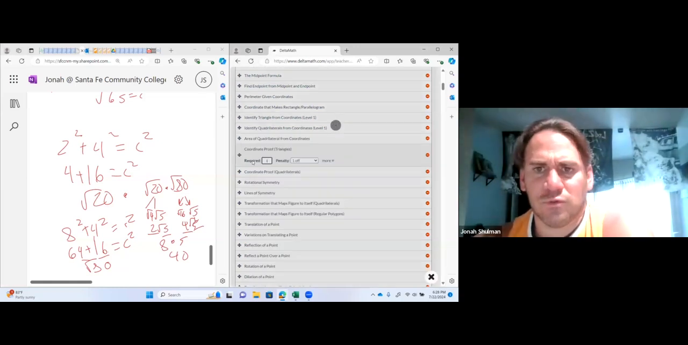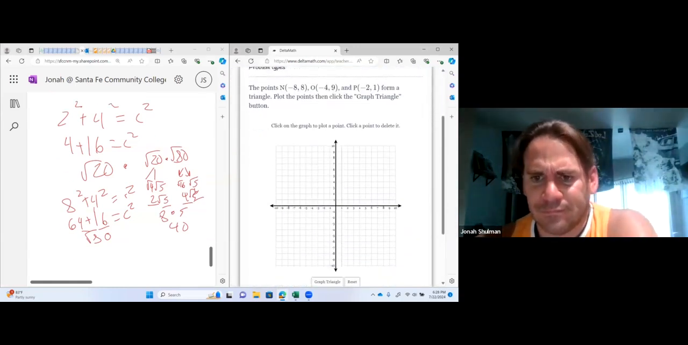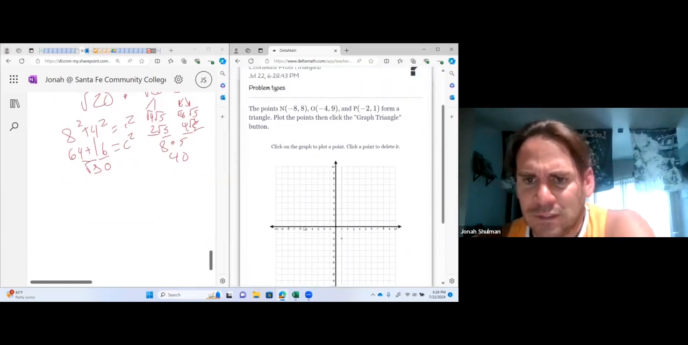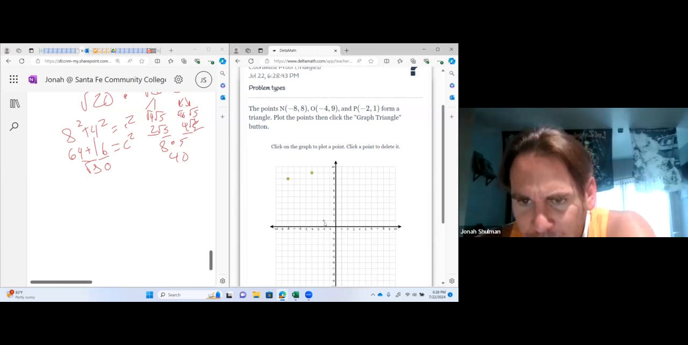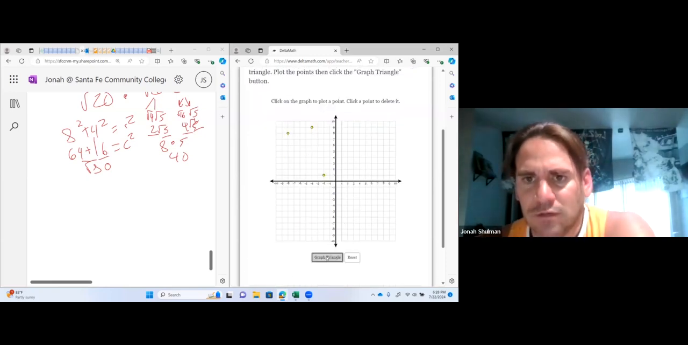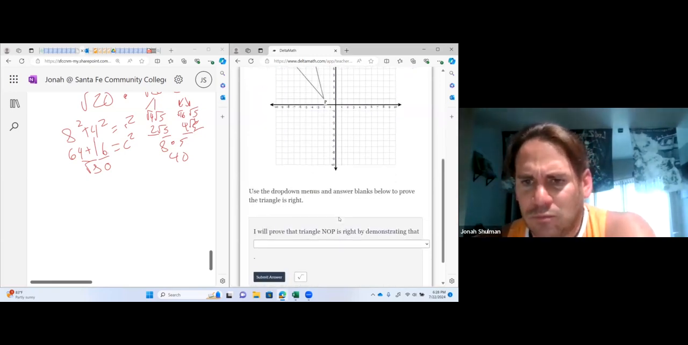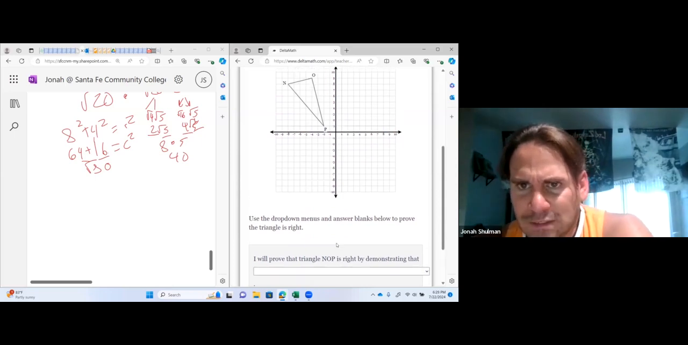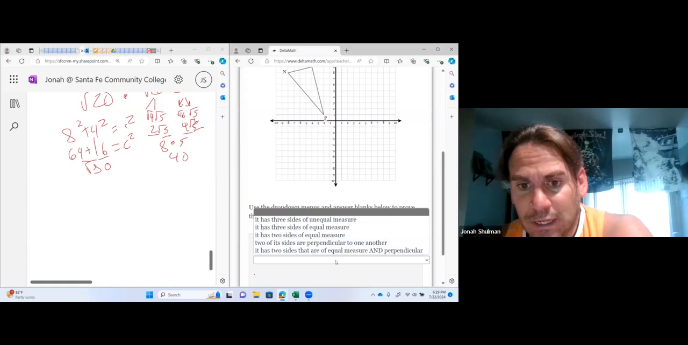Let's see if we're going to do this proof. All right, this seems easy. Negative 8, 8. Negative 4, 9. Negative 2, 1. Let's make the triangle. All right, I will prove the triangle is right. So PON has to be the right angle.